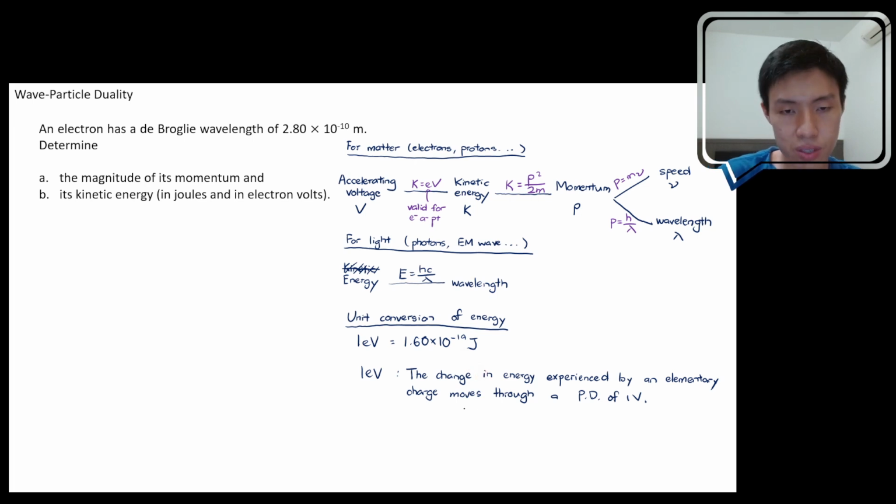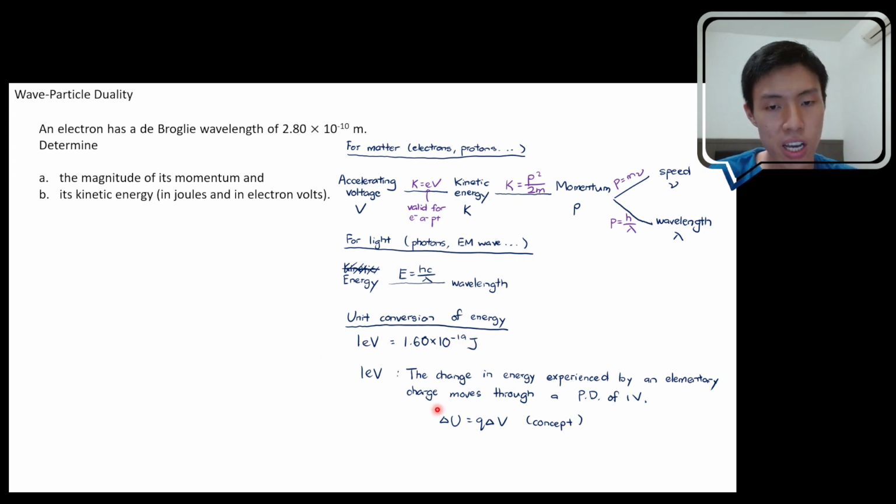How do you do it? Well, you can see that the change in energy is equal to Q delta V. Okay, this is just concept, just for you to know why 1 eV is equal to 1.60 times 10 to the power negative 19 joule. So the change in energy experienced by an elementary charge, this Q here can be substituted with the elementary charge, and the potential difference over here is 1 volt. So if you want to know how much is the change in energy, this is e, this is 1 volt, therefore you are able to get 1 eV. Okay, so the change in energy is equivalent to 1 eV.